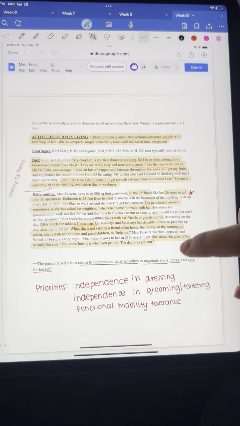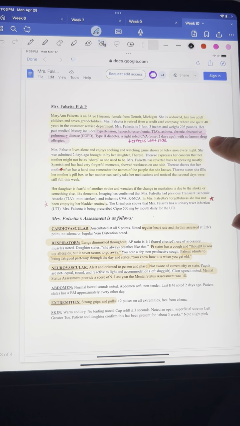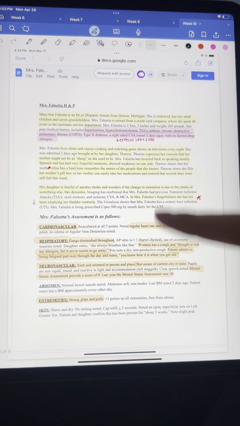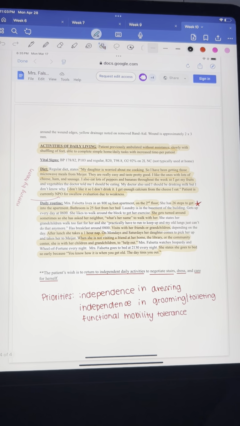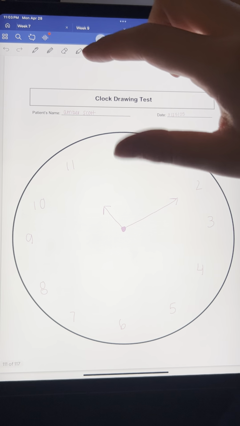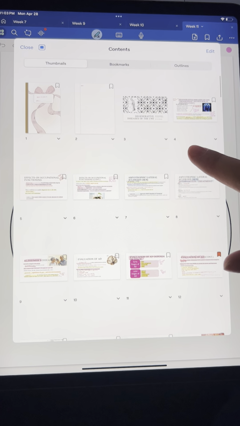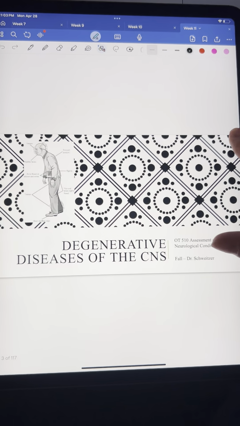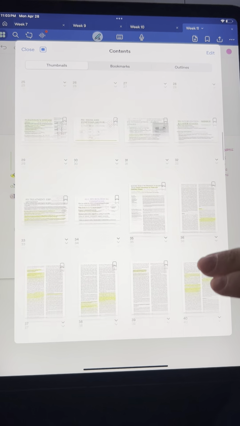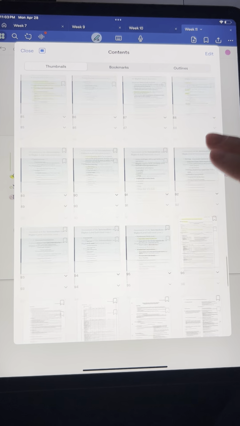Week 10 was our simulations. So what I did was I imported what we needed for that week to read and go over, and I put my priorities here. Week 11, this was our progressive or degenerative diseases. I have them all the readings. Also TBI here too.